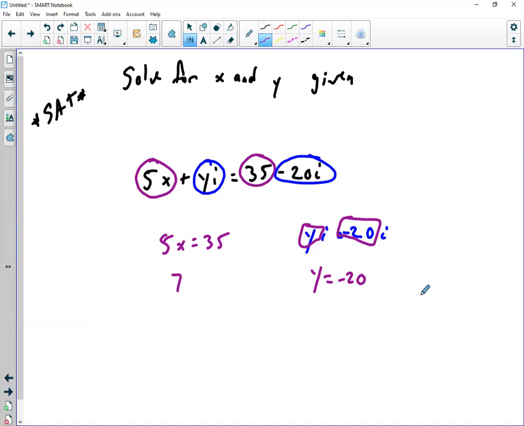So when you plug those numbers back in, your equation would say 35 minus 20i equals 35 minus 20i, which is a true statement. So this is a very simple process if you understand the process. Very, very confusing if you don't understand the process. Okay? Does anyone have any questions about those things?